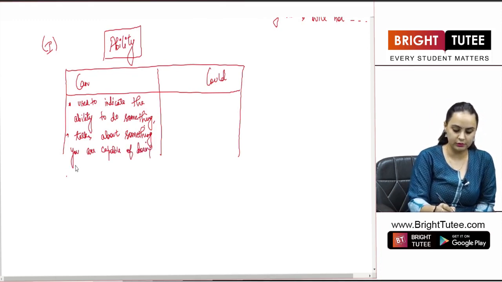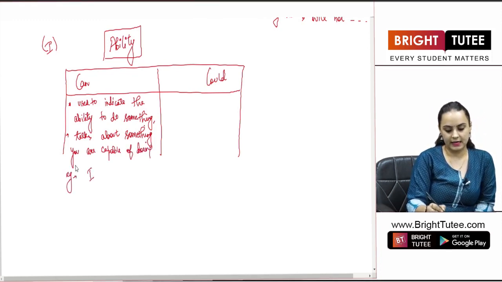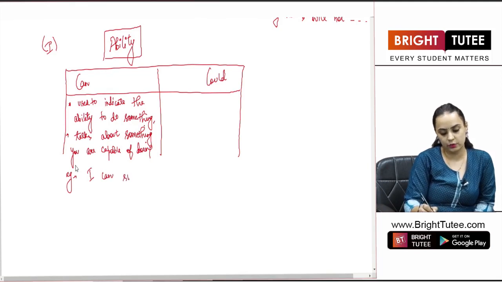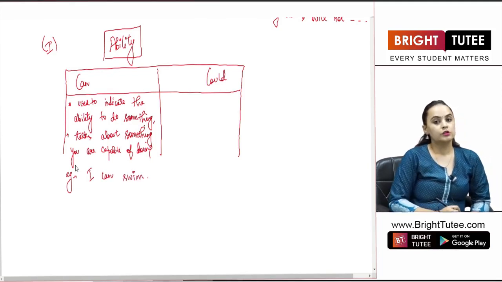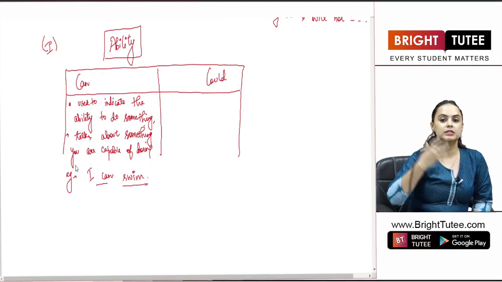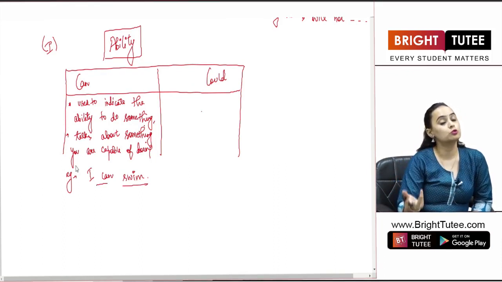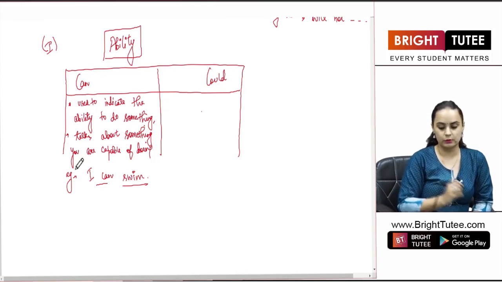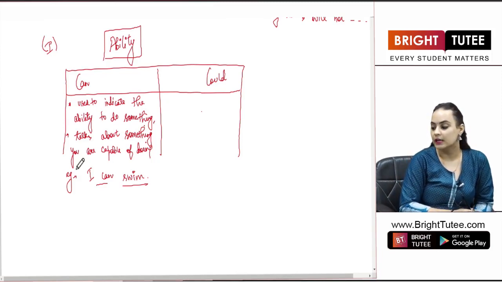For example, if I say I can swim. So, what does this sentence tell us? It tells my ability to swim. I know how to swim. I am able to swim. So, I am going to use the modal can.